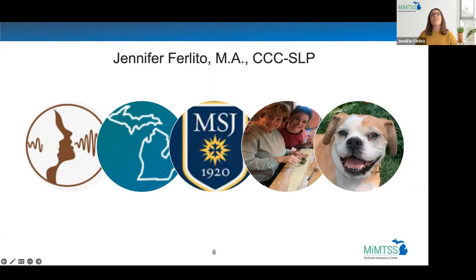Currently, I am a professional learning specialist here at the MiMTSS TA Center. I'm also a student. I'm getting my doctorate in reading science at Mount St. Joseph University. Personally, I come from a pretty big Italian family. So this fourth picture is of me and my nanny making homemade ravioli. And then lastly, I have a dog named Izzo, and I just couldn't proceed without putting her face on this slide. So that's me in a little nutshell.